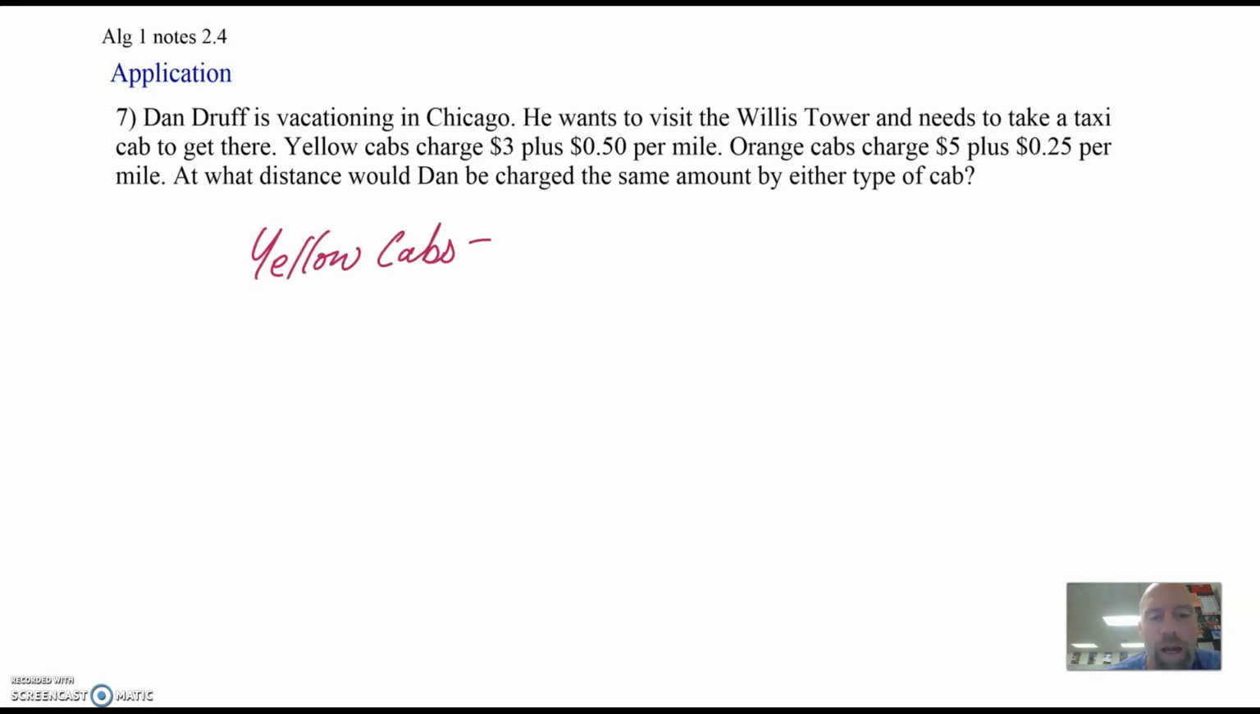I would write the equation of 0.5 m, or 50 cents per mile, so it's 50 cents multiplied by the miles, plus the $3 charge just to show up. One of the things that you can do is analyze the last sentence of the question, which says, at what distance would Dan be charged the same? So I know I'm going to use miles because it said what distance, and they gave me miles in the price there.